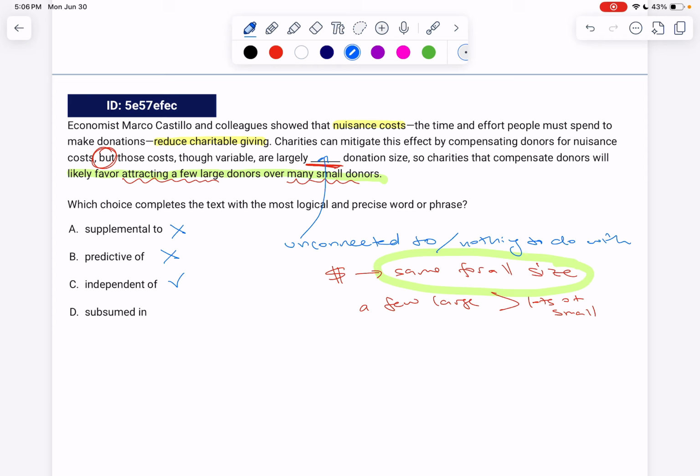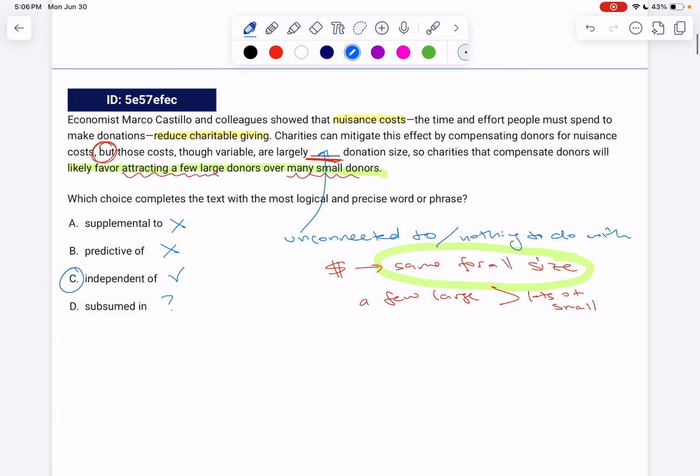And then subsumed in, that can be a really tricky word. So let's just give that one a question mark. I don't know what that means. Is it clear what our answer choice should be? Absolutely it is, because we only have one check mark here, so we can pick C.